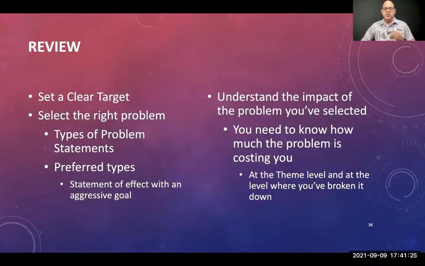All right, so we set a clear target, selected the right problem with the types of problem statements. The direct statement of effect is preferred with a goal to go along with it. We want to understand the impact of the problem that we selected, so we want to know how much it's costing. And so we take it from that theme level, that broad area, through the value stream, through the one particular process step, through one particular area in the problem. So we've really broken it down to a nice, tasty morsel. Let's see how we work through that.